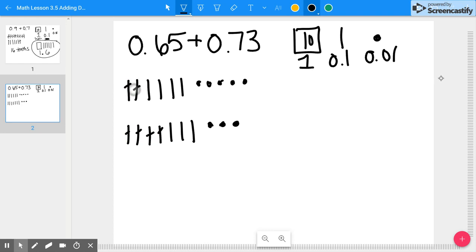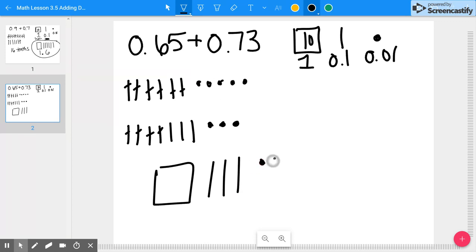So let's see. 1, 2, 3, 4, 5, 6, 7, 8, 9, 10. I can exchange those for a flat. And I only have 1, 2, 3 left. So I'm just going to keep those because that's not enough to trade in. And I said that I had 8 hundredths. 1, 2, 3, 4, 5, 6, 7, 8.